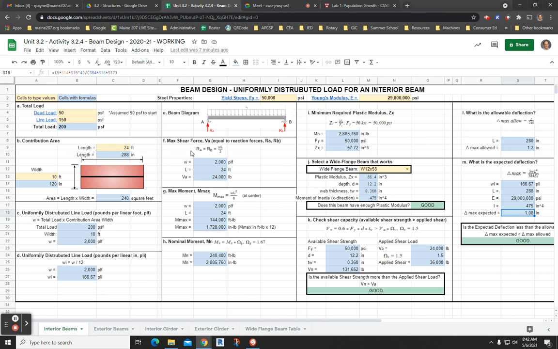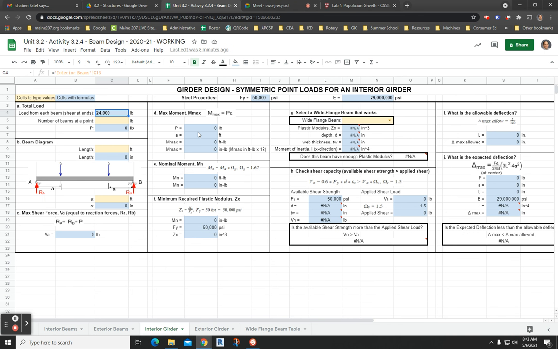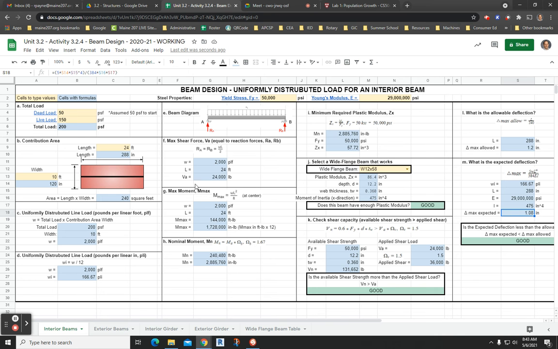Okay, and underneath of that, R sub A is equal to R sub B is equal to WL over 2, which is also the same thing as the max shear force. So each beam is pushing down with 24,000 pounds at this end and at this end. All right, so that's where it's actually already there. I've linked it for you. But that's to explain where that number comes from. Load from each beam, shear at ends. Okay, so that's why it is 24,000.